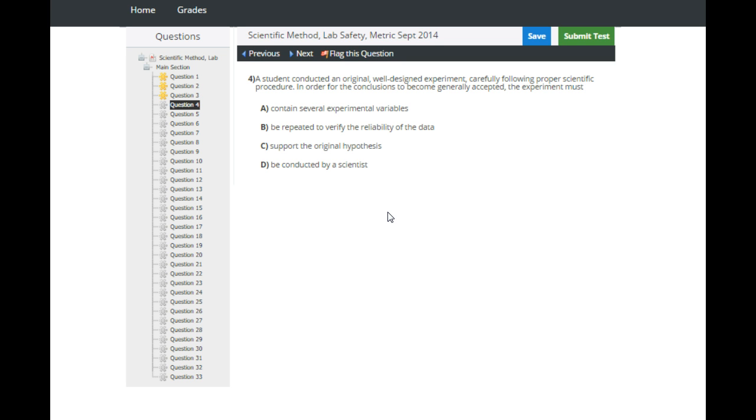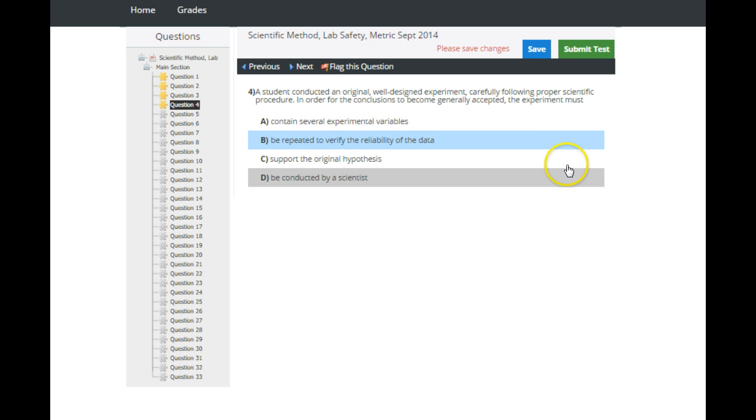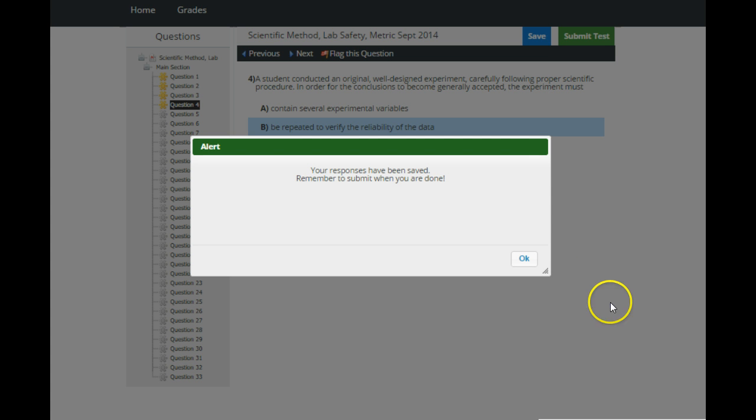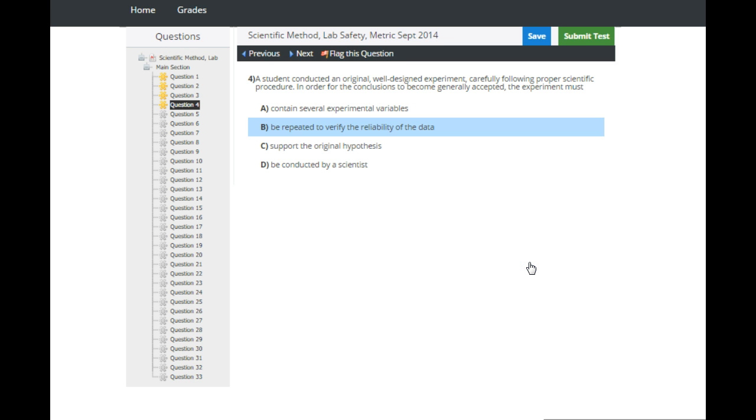Well, kind of, but be conducted by a scientist is D? No, not necessarily. So it doesn't have to. In order for the conclusion to become generally accepted, the experiment must be repeated to verify the reliability of the data is my answer. Because you want it to be able to be done by other people and they still get the same results. Okay?